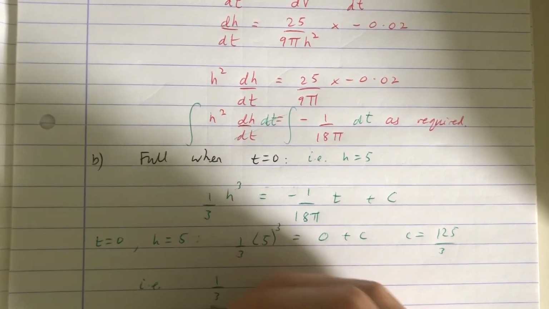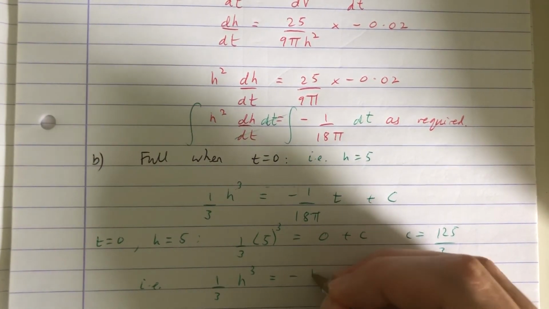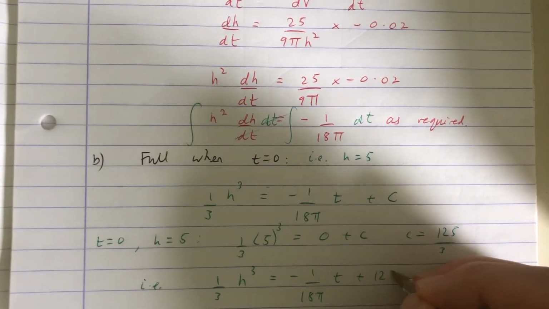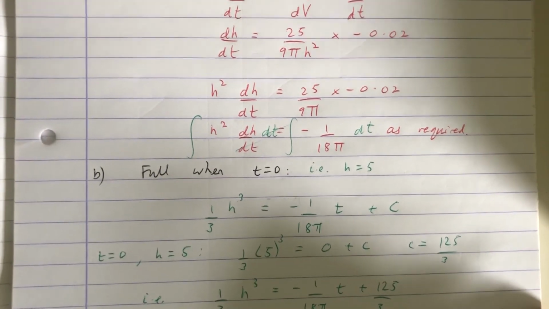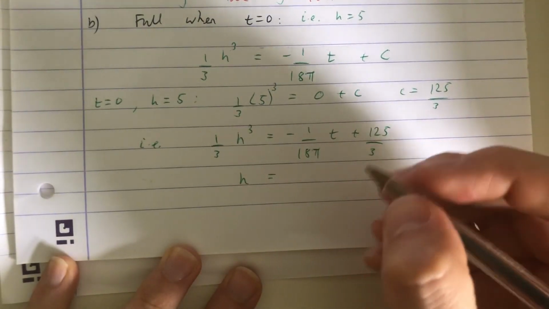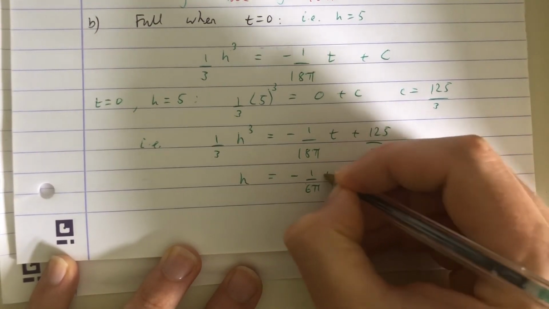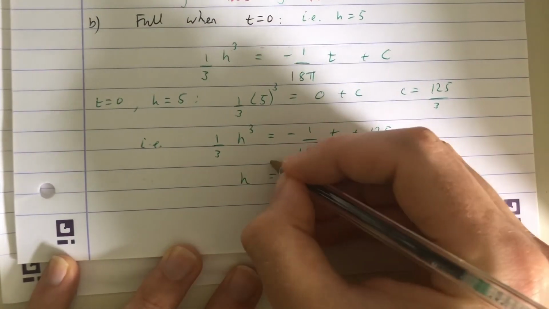So we have the formula: 1/3 h cubed equals -1/18 pi t plus 125 over 3. And they want h as the subject, so you'd effectively times by 3 and cube root. So let's quickly do that. Times by 3 and cube root. The 18th would drop down to a 6th, so minus 6 pi t. The 3 there would disappear, 125, and you've got cube root over everything. Like so.